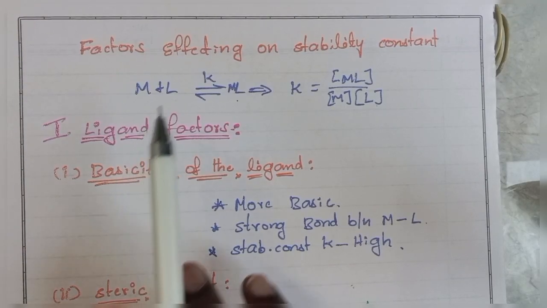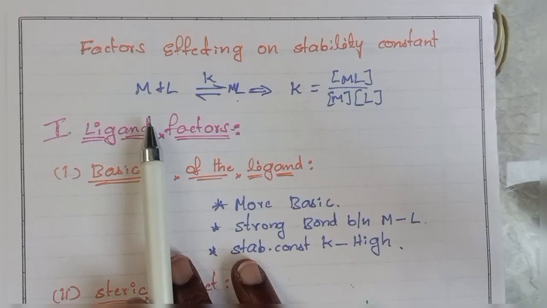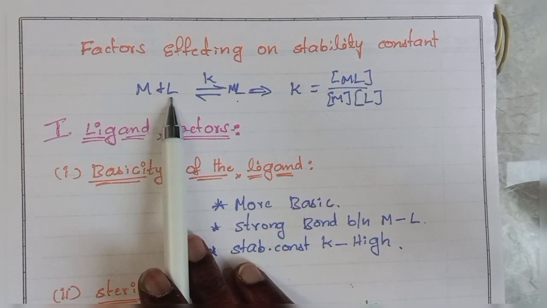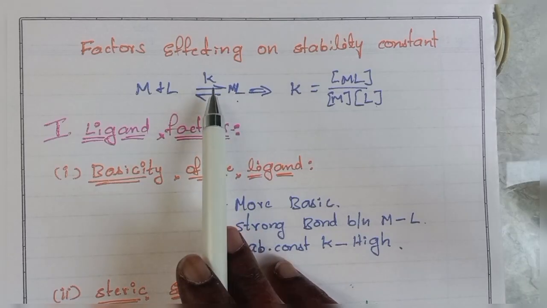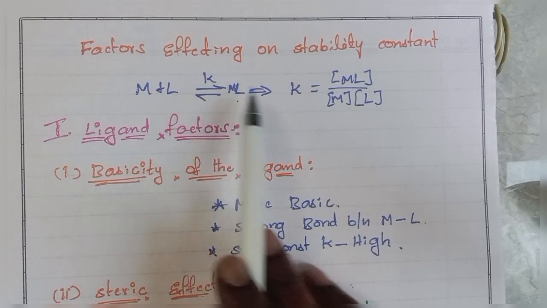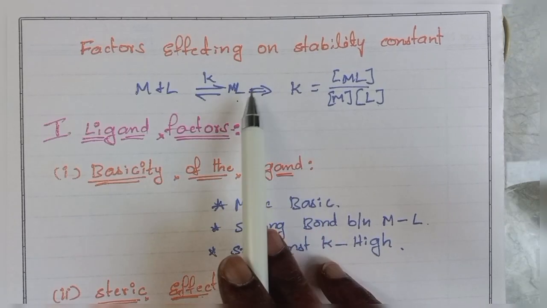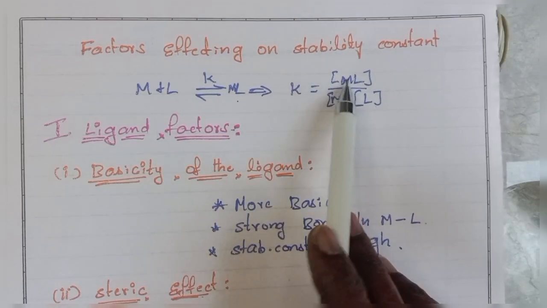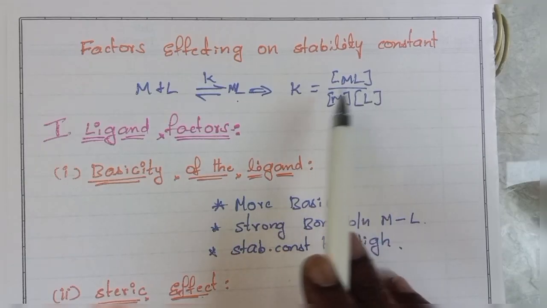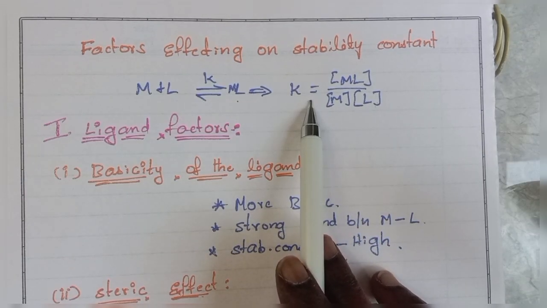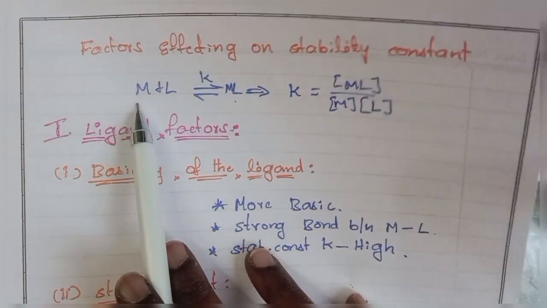Today's topic is factors affecting stability constant. If we take a metal complex, when the metal is coordinating with the ligand, it will result in the metal complex. And the equilibrium constant K can be said as the stability constant K. K is the concentration of products over the concentration of reactants, right? So this stability constant can be affected by two factors, that is ligand factors and metal factors.